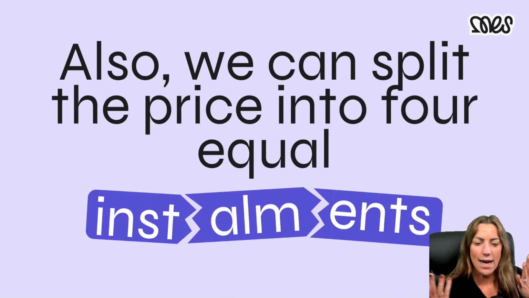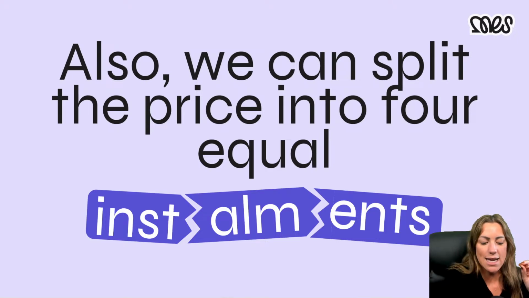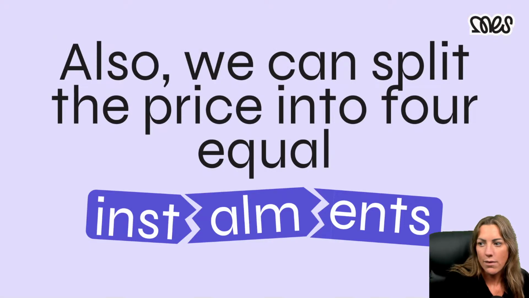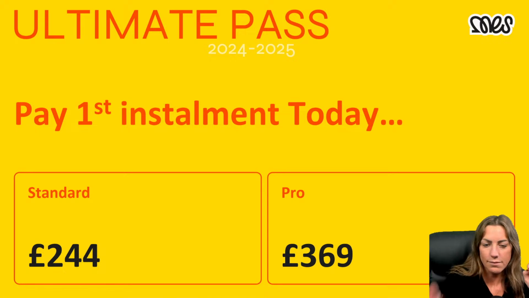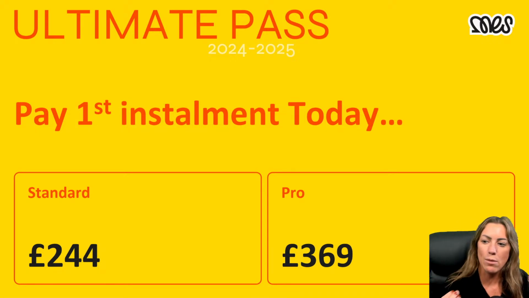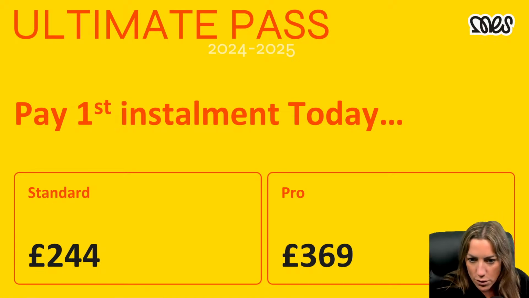The installments, I don't know exactly how it works, but they take this price, so 977, they split it into 4. There you go. So your first payment would be 244, and then I don't know when you'd pay the next one, but they'd split the payments up into 4.